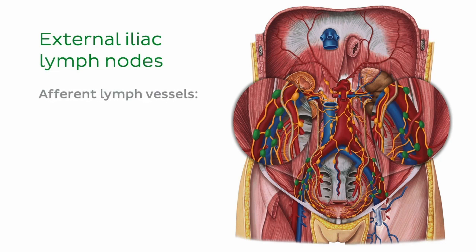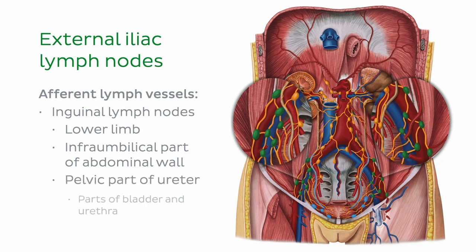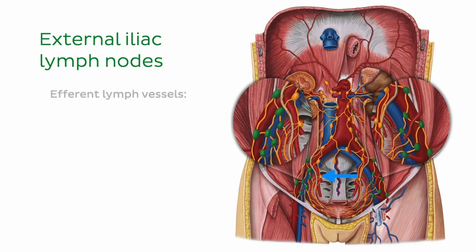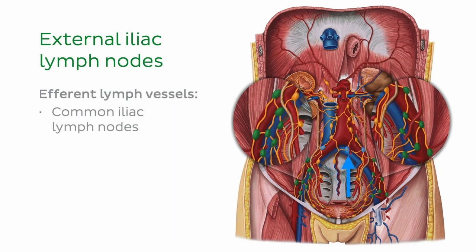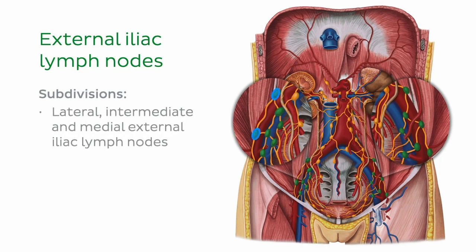Afferent lymph vessels, which are vessels going towards the lymph nodes, carry lymph from a wide range of structures such as the inguinal lymph nodes, which drain the lower limb, the infraumbilical part of the abdominal wall, the pelvic part of the ureter, parts of the bladder and urethra, as well as the genitalia. As you would expect, the external iliac lymph nodes drain into the common iliac lymph nodes. And just like the common iliac nodes, they can be similarly divided into lateral, intermediate, and medial subdivisions.